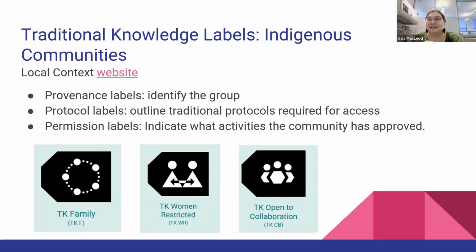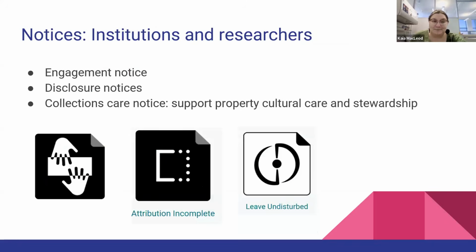And lastly, we have this example of a permission label, TK Open to Collaborate. This label is being used to make clear [insert community name] is open to future engagement, collaboration, and partnership with research opportunities, because we all know that nobody likes to get 50 million emails from different researchers about the same question. Sometimes it's easier to have a label that says it all.